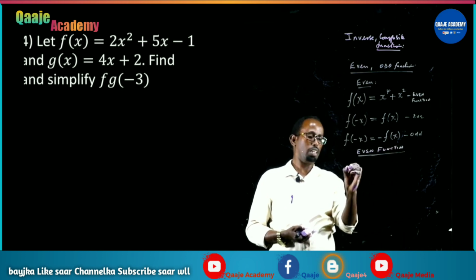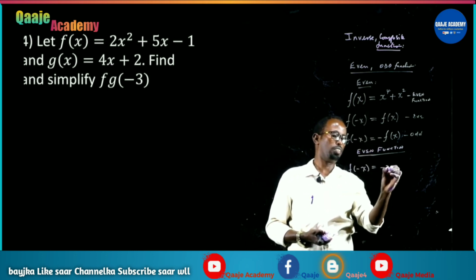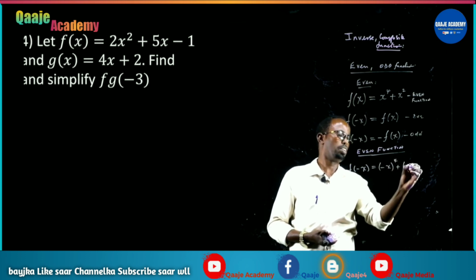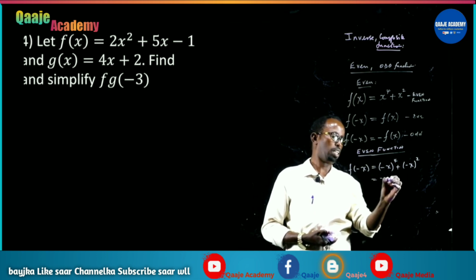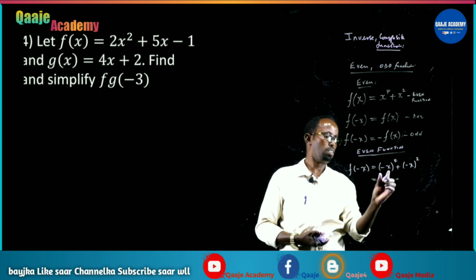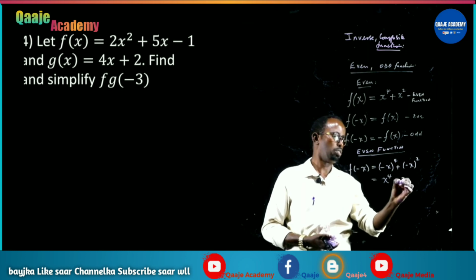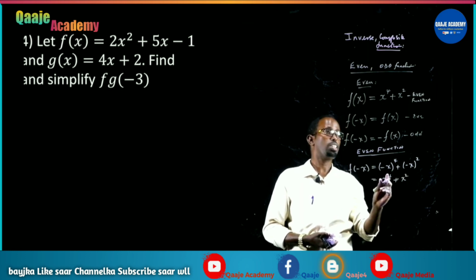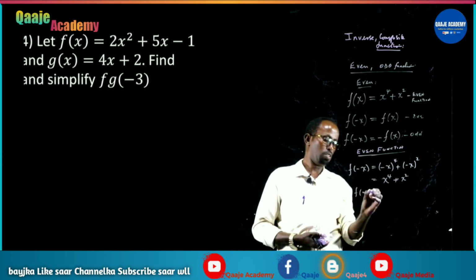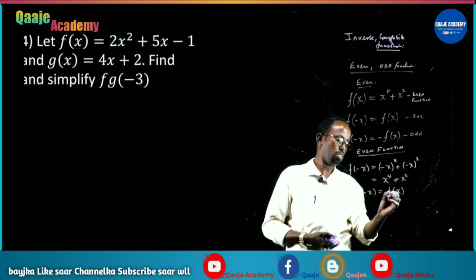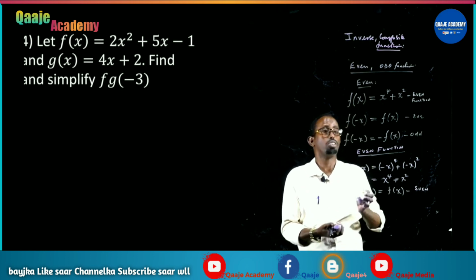f of negative x will be equal to, I substitute negative x each time, so negative x in brackets power 4, and then plus negative x in brackets power 2. You can see this is negative x multiplied 4 times, and the answer will be x power 4. And this one becomes negative x twice, the answer will also be x power 2. So the result here is also the same as the result in the first one. Meaning f of negative x is the same as f of x. So that is the proof for even functions.